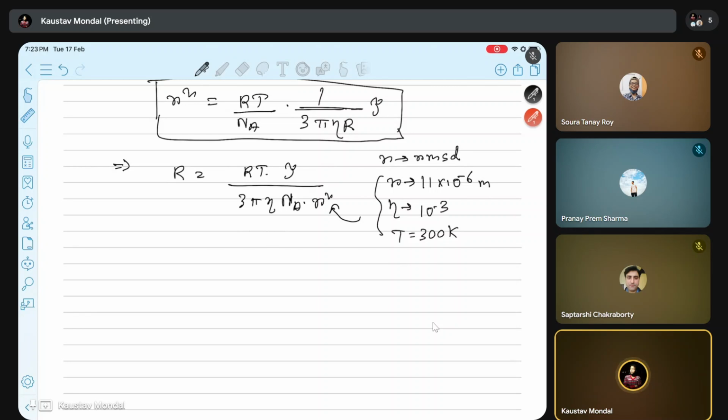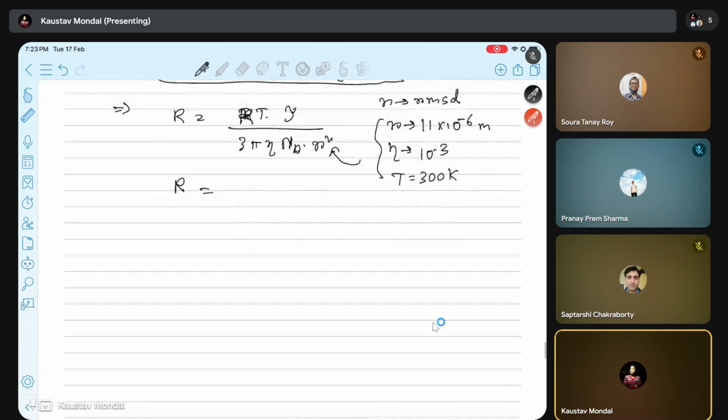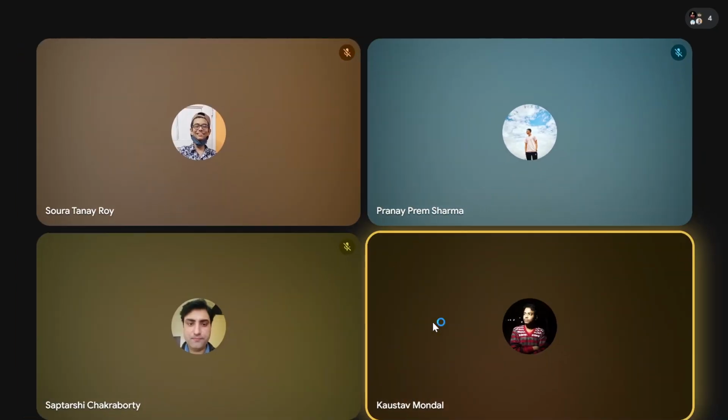R is the gas constant value and everything, and eta is 10 to the minus 3. If you do all this calculation, you will get R, that is the radius, as 0.109 into 10 to the power minus 6 meter. That means 0.109 micrometer or micron. Okay, 1 second.